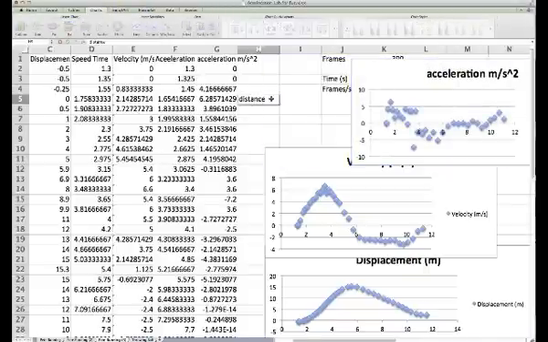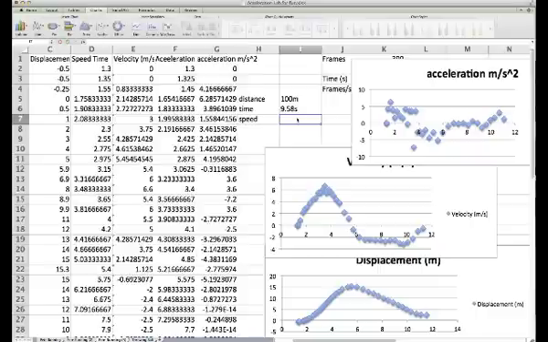Distance, 100 meters, time, 9.58 seconds, and speed equals distance divided by time. What we find is, why didn't this work? It's because I put those letters in there.